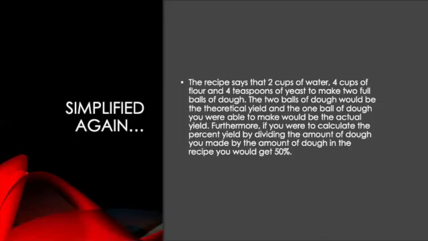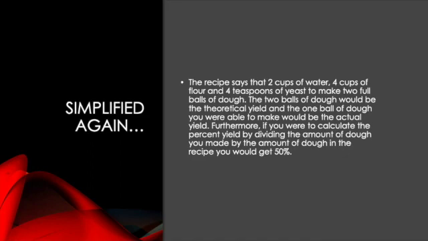So simplified again, if we think back to the pizza dough example, we can apply it to percent and actual and theoretical yield. So the recipe says that 2 cups of water, 4 cups of flour, and 4 teaspoons of yeast are needed to make 2 full balls of dough. The 2 balls of dough would be the theoretical yield, and the 1 ball of dough you were able to make would be the actual yield.